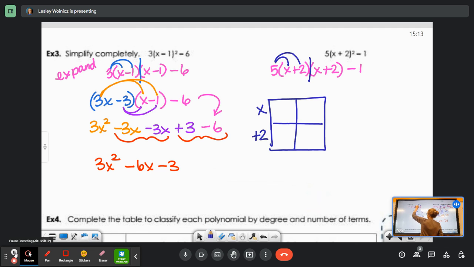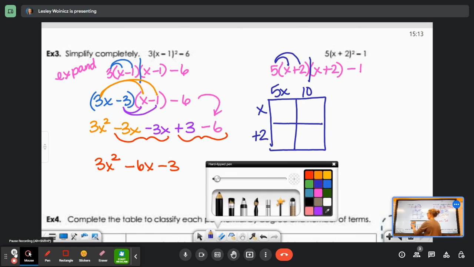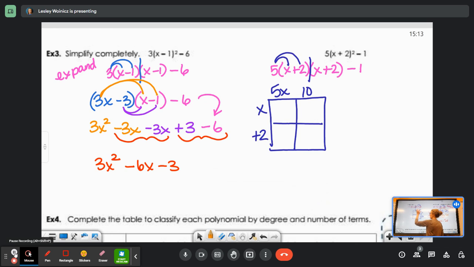Right, so 5 times x is 5x. 5 times 2 is 10. Okay. x times 5x, 5x squared. x times 10, 10x. 2 times 5x is also 10x. And 2 times 10 is 20.